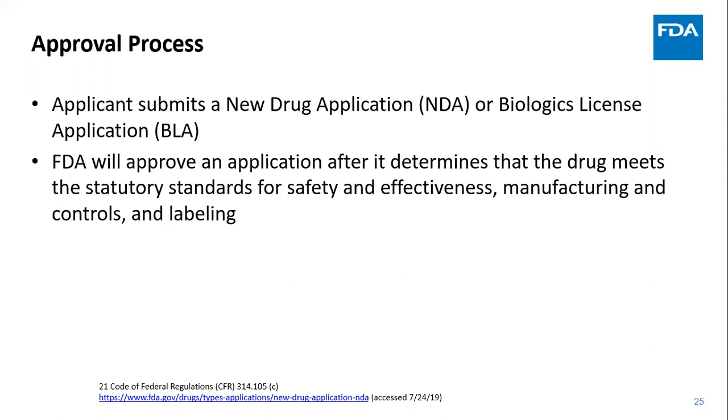The documentation required in an NDA or BLA is supposed to tell the drug's whole story, including what happened during the clinical tests, what the ingredients of the drug are, the results of the animal studies, how the drug behaves in the body, and how it is manufactured, processed, and packaged. FDA will approve an application after it determines that the drug meets the statutory standards for safety and effectiveness, manufacturing and control, and labeling.